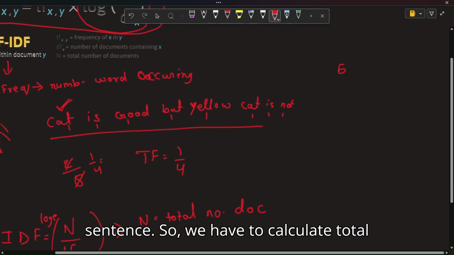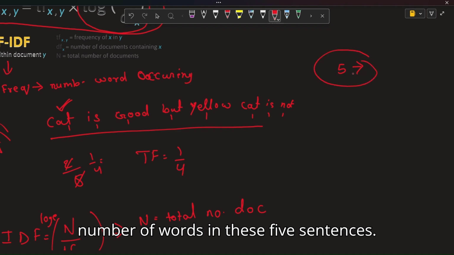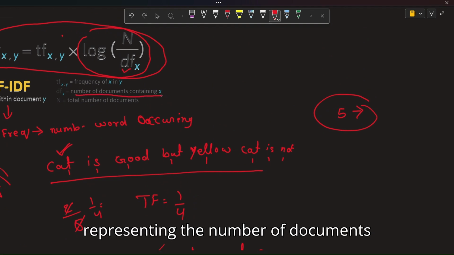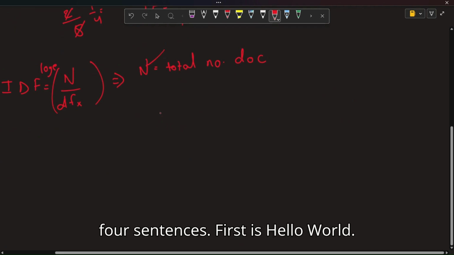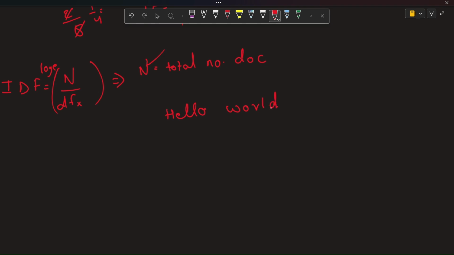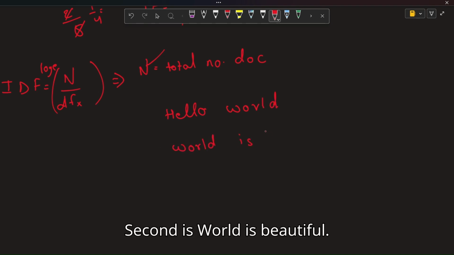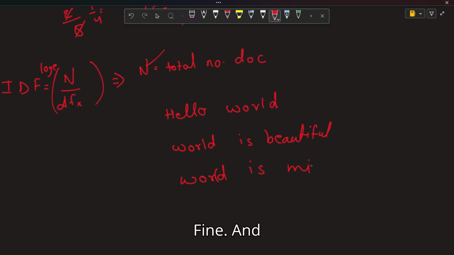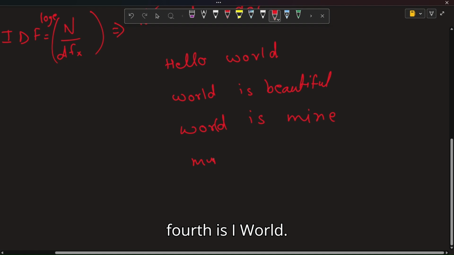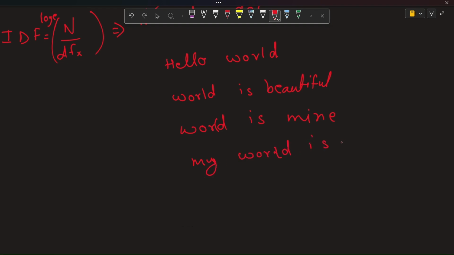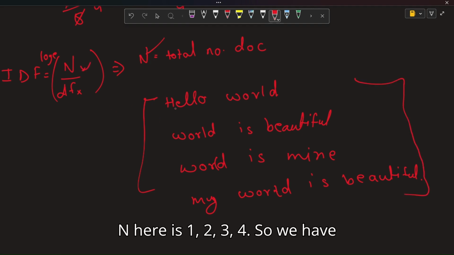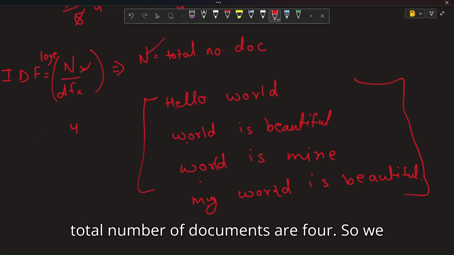Let's say we have 5 sentences. So we have to calculate the total number of sentences, and that will become our n. Now, what is this dfx representing? dfx is representing the number of documents containing x. So we have 4 sentences. First is hello world. Second is world is beautiful. The third is world is fine. And fourth is my world. These are the 4 sentences in our document or data. So the n here is 1, 2, 3, 4. So we have the total number of documents as 4. So we have n equal to 4.